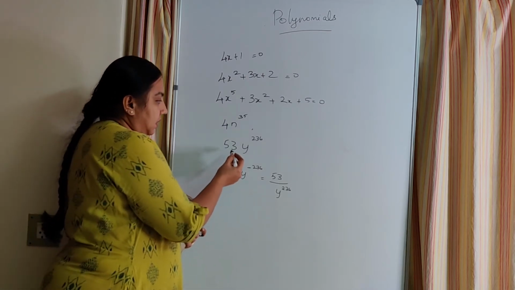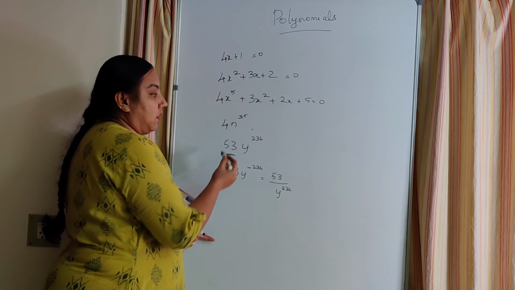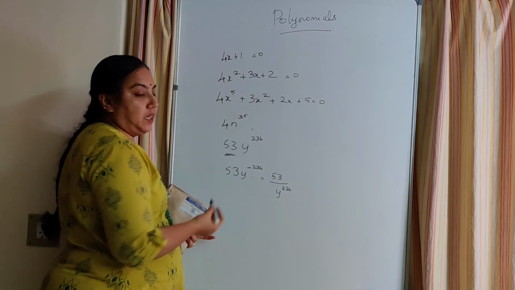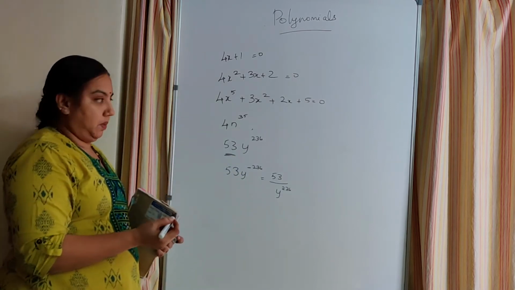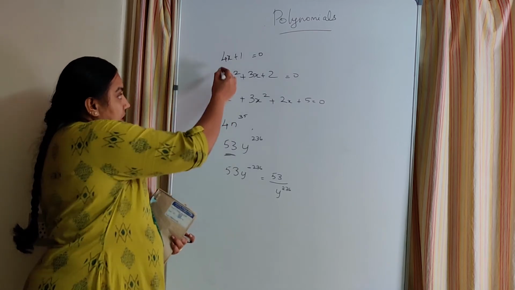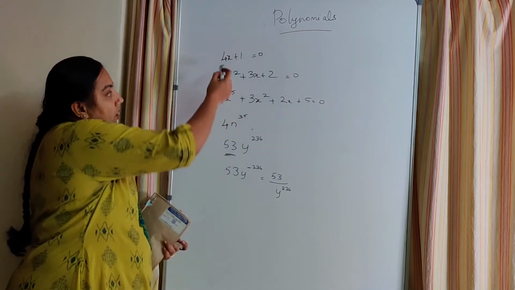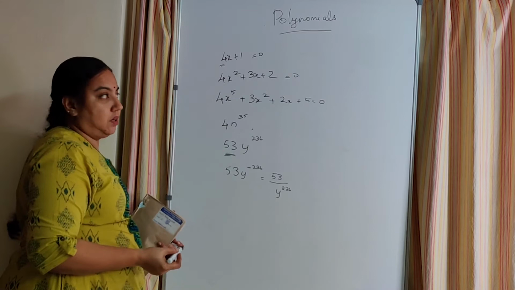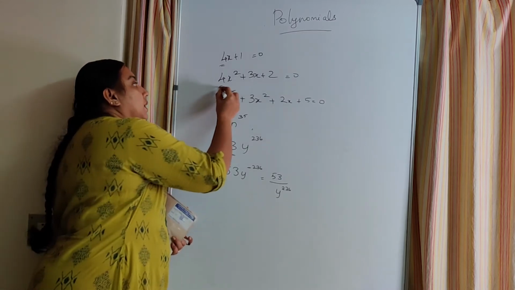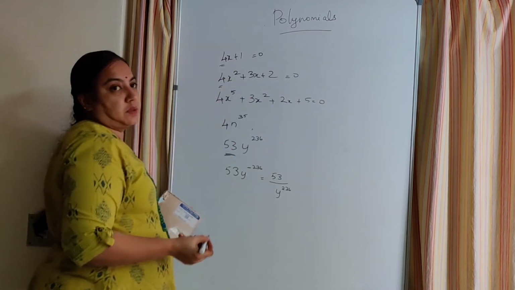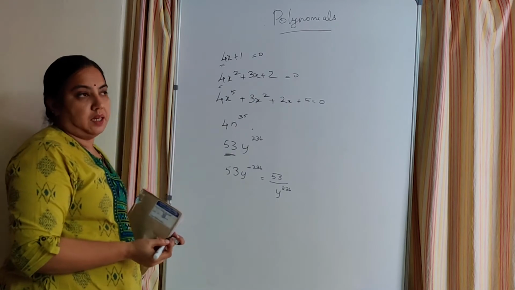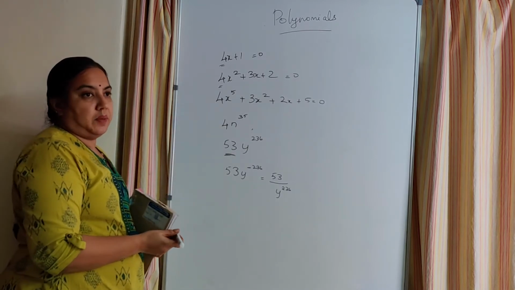This is called by a specialized name. This is called a monomial. It has only one term, so it is called a monomial. And if it has two terms, as in this example, it is called a binomial. And if it has three terms, 1, 2, 3, three terms, then it is called a trinomial. These are the basics of a polynomial.